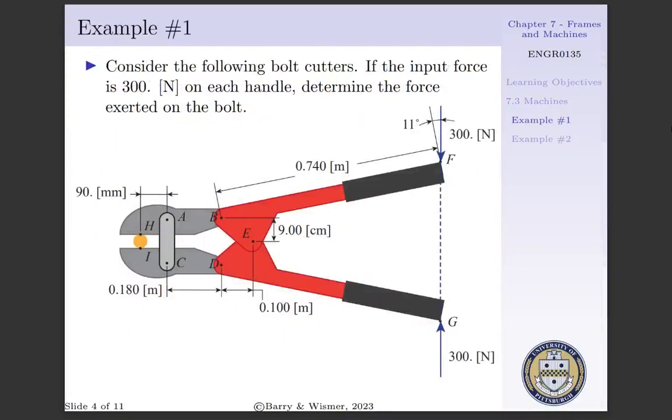Let us begin by looking at a set of bolt cutters. If our input force is 300 newtons on each handle, we want to determine the force exerted on the bolt at points H and I.